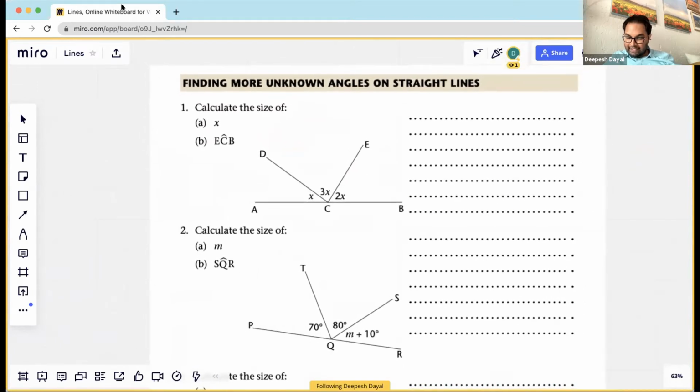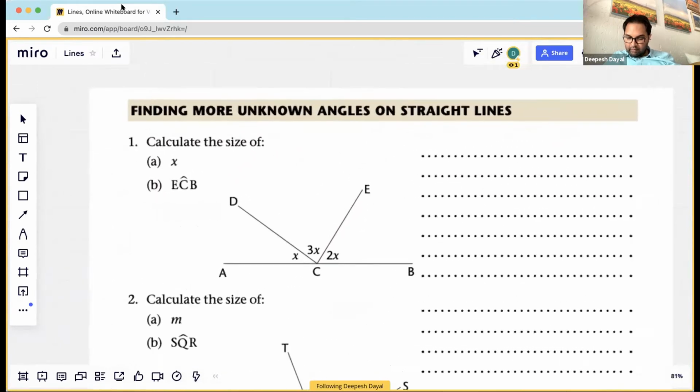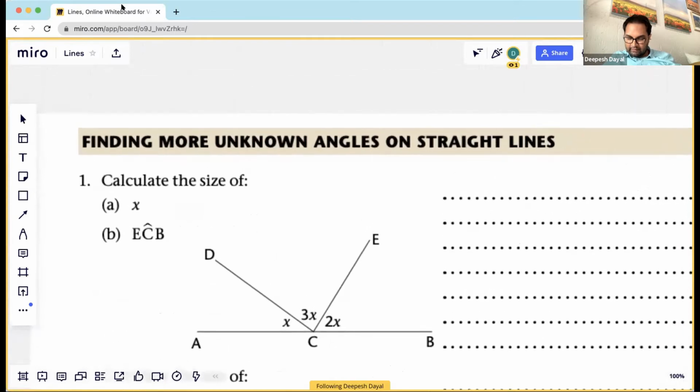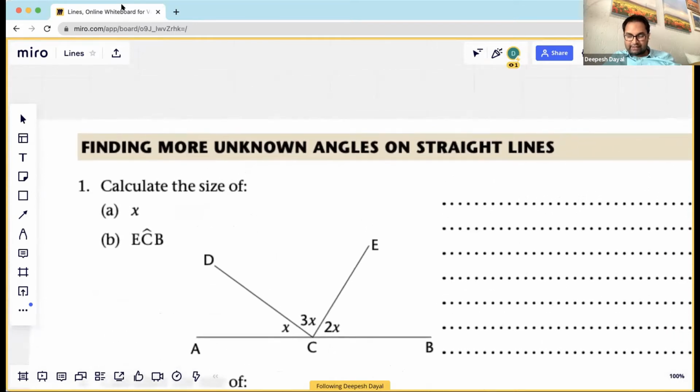Now we come to slightly harder ones where we've got lots of x's and things. So the first one says, calculate the size of x. So let's try that. You can just share with me. Let me know your answer.